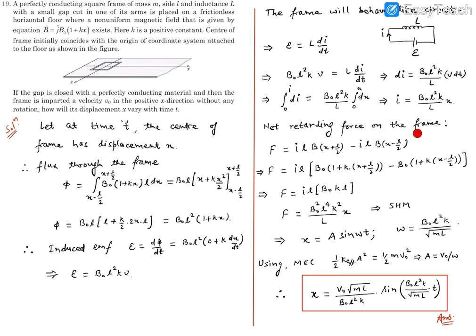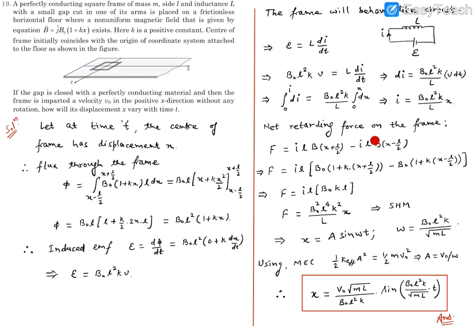So the net retarding force on the frame is F equal to I L B at the location where the coordinate is x plus L by 2, minus I L B at the location where the coordinate is x minus L by 2. We can take I L common, and these two magnetic fields can be found using the formula of the magnetic field, B naught into 1 plus k times (x plus L by 2), minus B naught into 1 plus k times (x minus L by 2). This simplifies because B naught gets cancelled out, and kx gets cancelled out. What is left is kL by 2 plus kL by 2, that is kL, times B naught. So F turns out to be I L B naught k L.